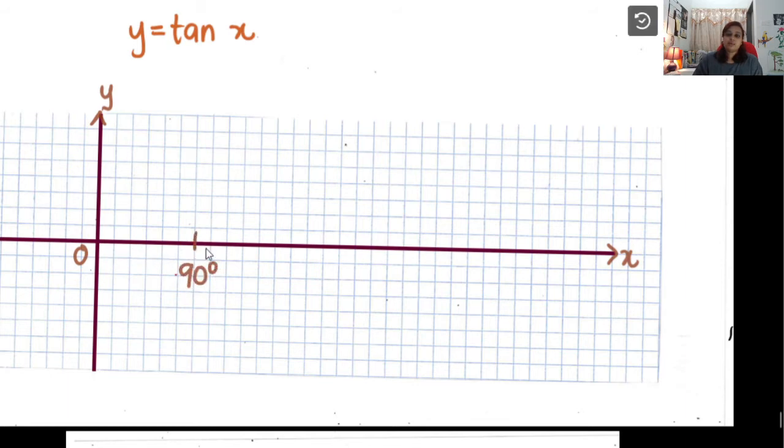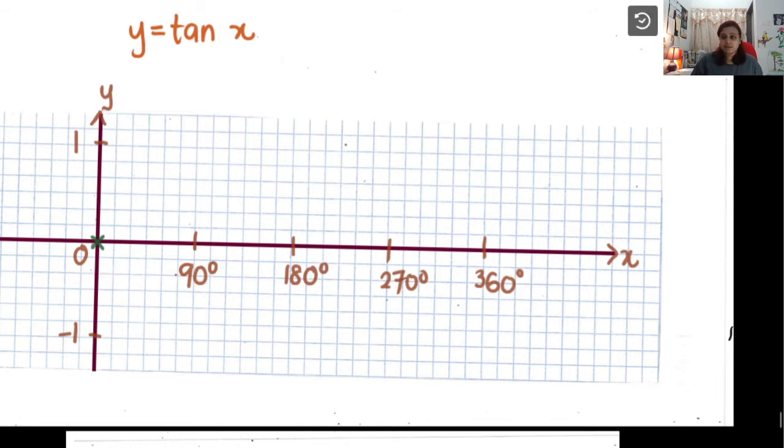This is 90, 180, 270, 360. This one also same, 1 and negative 1. Okay, done. Let's check through together. This is going to be a bit different. Tangent 0 is 0. So I'm going to mark here. Tangent 90.